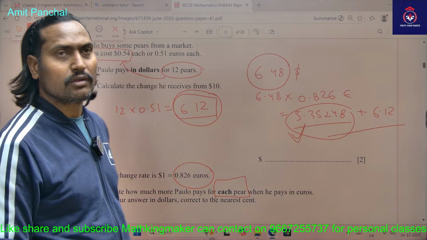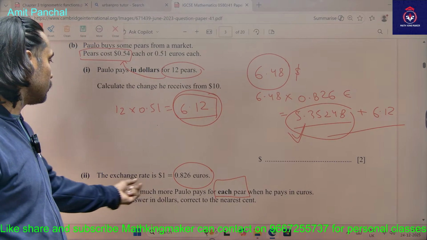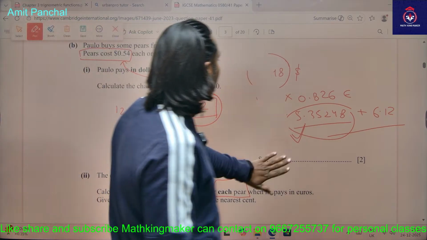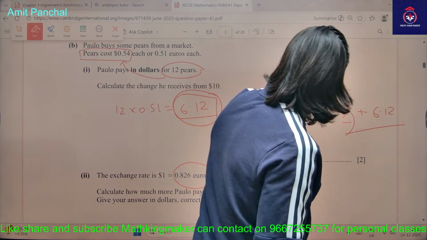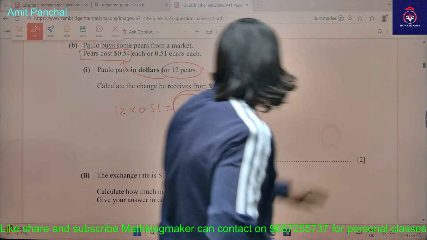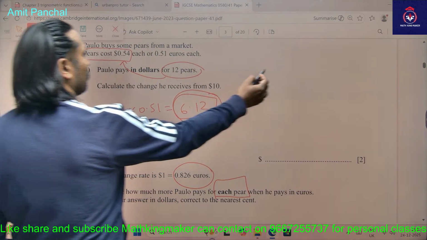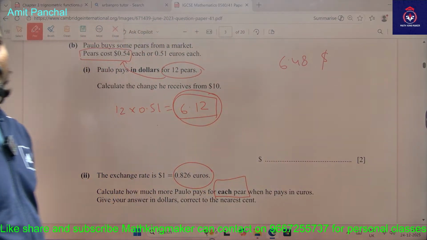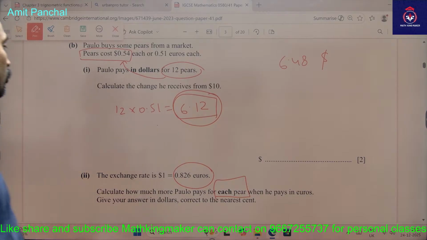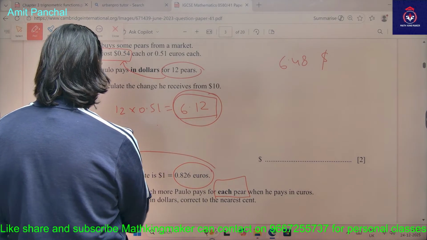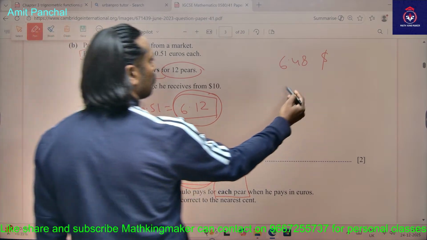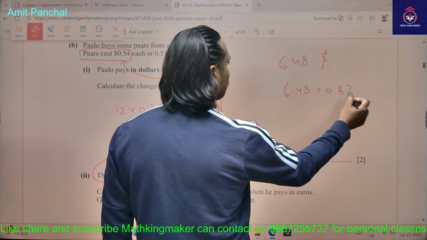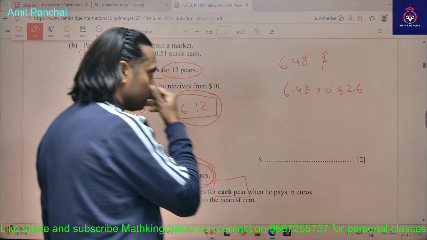That's not the conversion fee. No, the exchange rate is this one. Okay, sorry, there's no conversion fee. $6.48 is the amount you have to pay. Okay. So in euros, how much should it be? In euros, it should be 6.48 because $1 is equal to 0.826. Yeah. So that is how much?